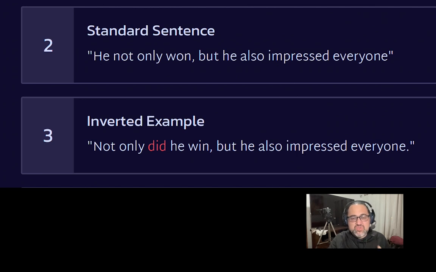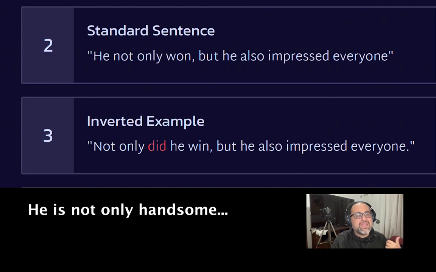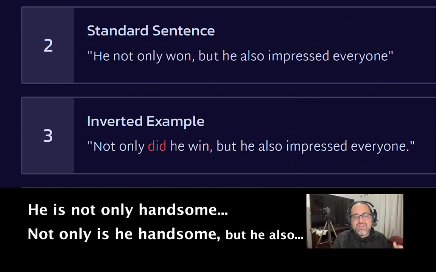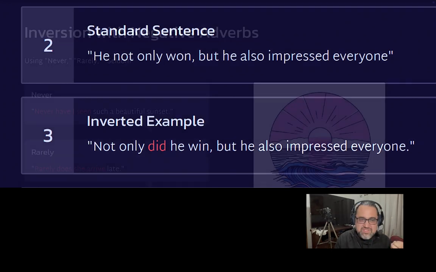Obviously, sometimes you don't use auxiliary verbs. For example, if your sentence is using just the verb to be, let's suppose that he is also handsome. So you will say, he is not only handsome, that would be the standard sentence, but if you invert it, it should say, not only is he handsome, but he also is very smart, no? With the verb to be, you don't need an auxiliary verb, so you just use the structure of the question by putting the main verb before the subject.